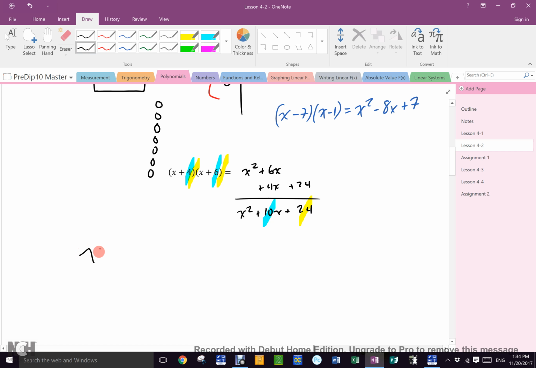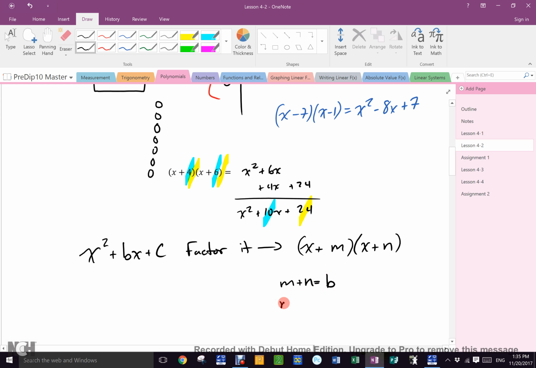If you have this form, and you wish to factor it, you will get x plus m and x plus n. And what do you know about m and n? M plus n equals what? B. M times n equals what? C.